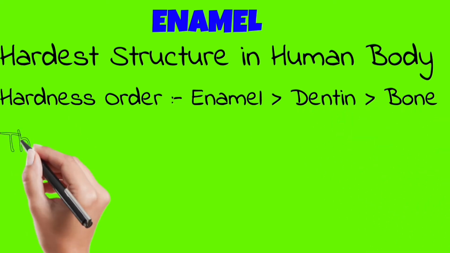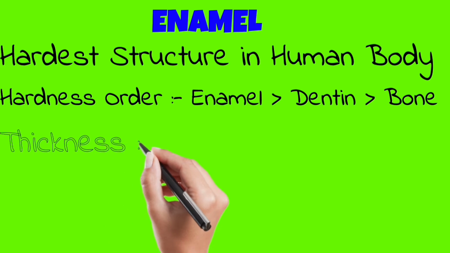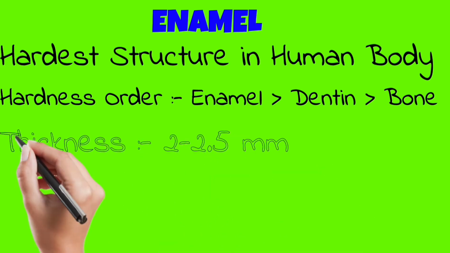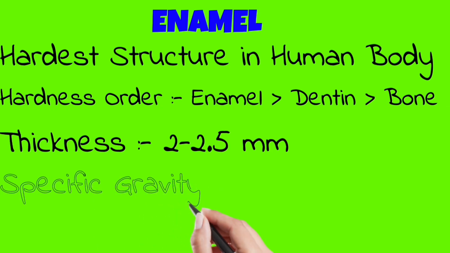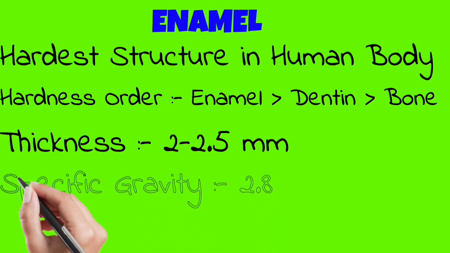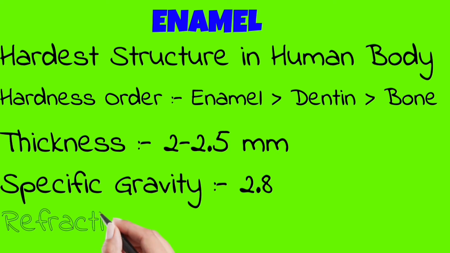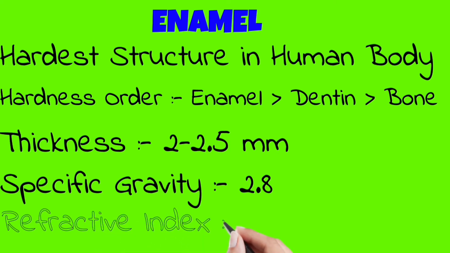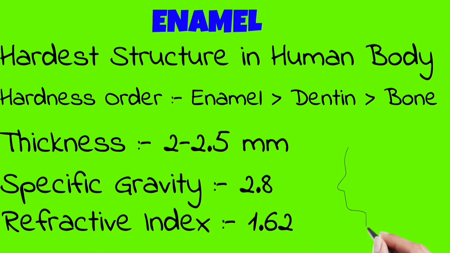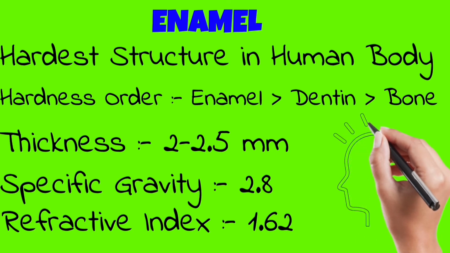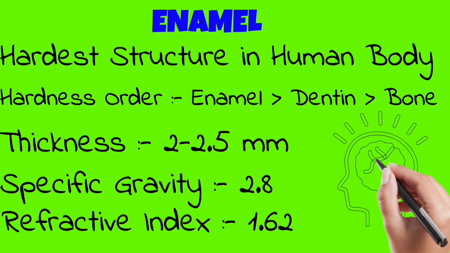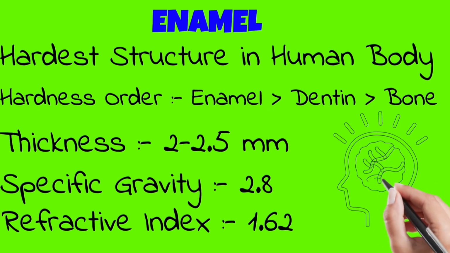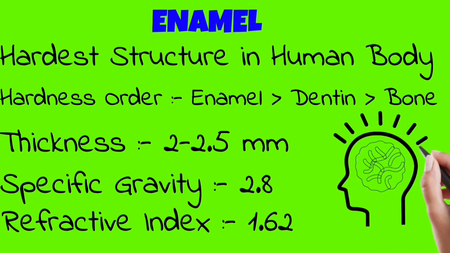Now, the thickness of enamel is about 2 to 2.5 millimeter. Also, its specific gravity is about 2.8 and the refractive index of enamel is 1.62. Friends, we also need to note that the enamel is semi-permeable. Also, the translucency of the teeth is directly proportional to the calcification of enamel.